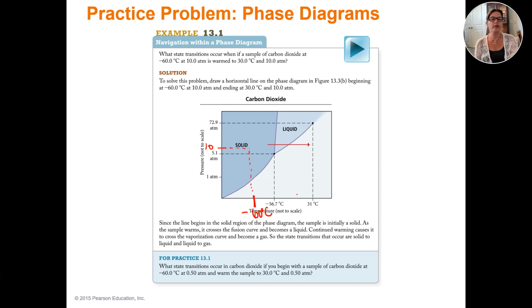So when it's warmed to 30 degrees Celsius, maintaining our 10 ATM, we should expect it to phase change into the gaseous phase.